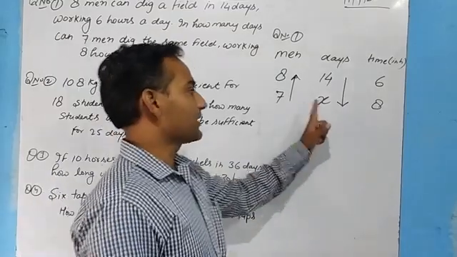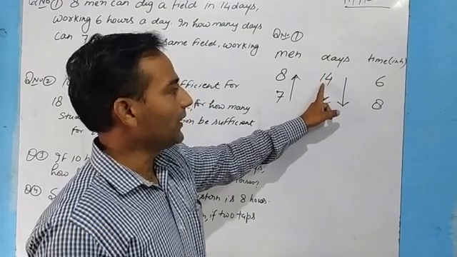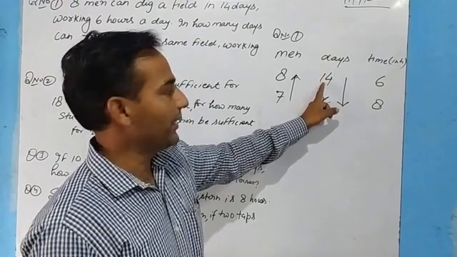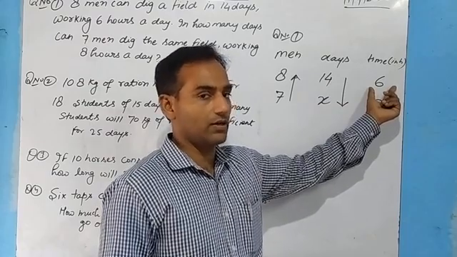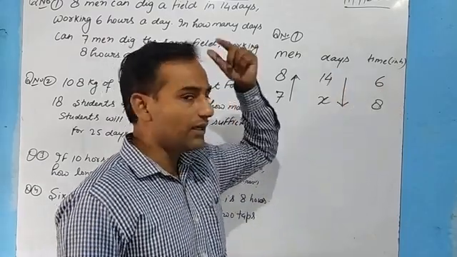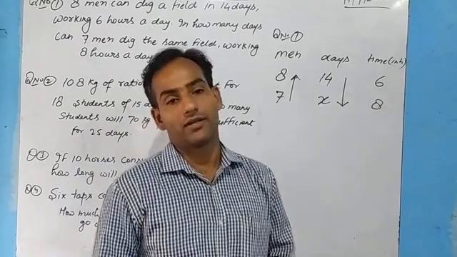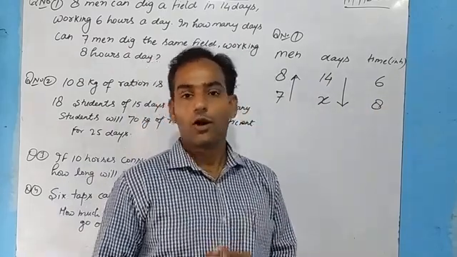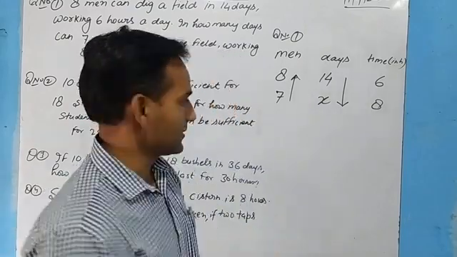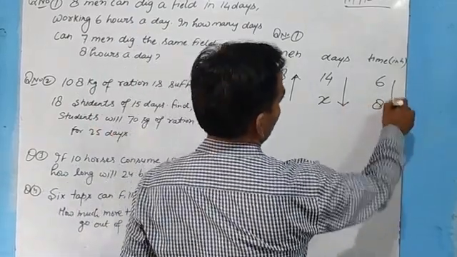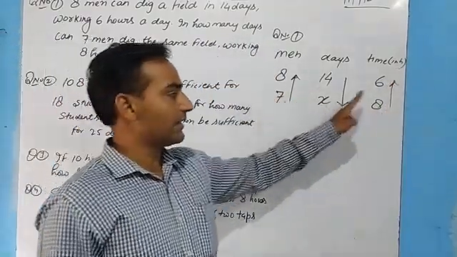Now please compare these two. If 14 days are required when people are doing 6 hours daily work, then if they work 8 hours a day, obviously the time taken will be less. So with 8 hours a day, days will be less, so indirect variation. Now we have 3 terms, first, second, third.